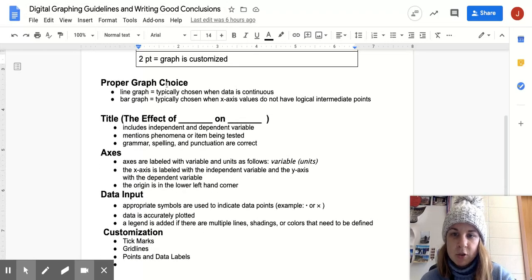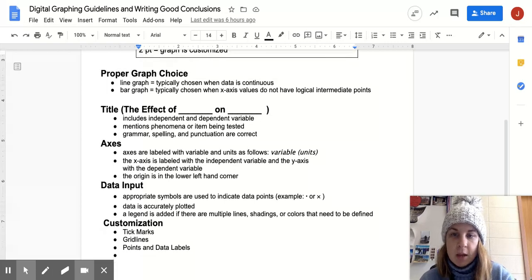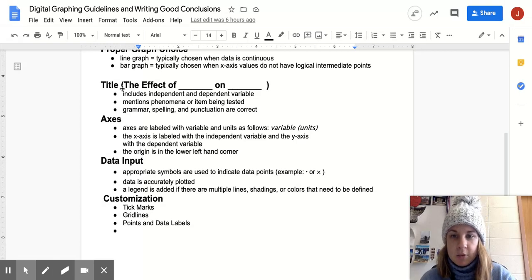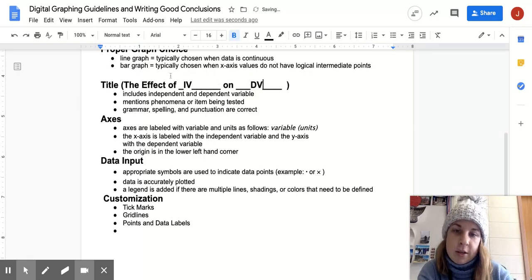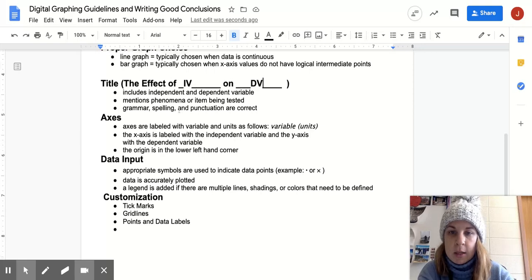So the proper graph choice, you do a line graph typically when the data is continuous. So again, when you have those like half points that you could get, and a bar graph is when the X values do not have logical intermittent points. So like types of fish, months, something like that. The title, remember, is the effect of the IV on the DV. So you have to identify your independent and dependent variables first to be able to do your title.